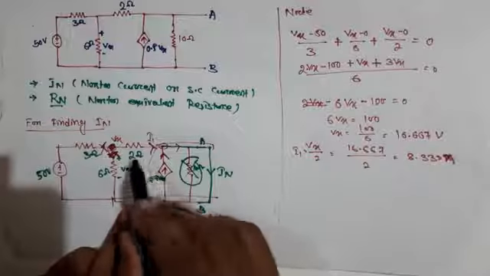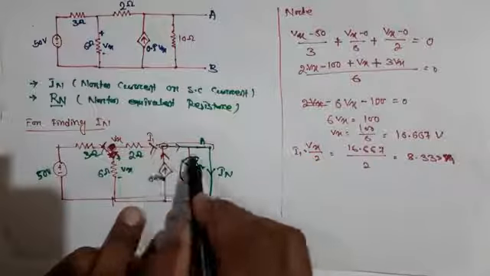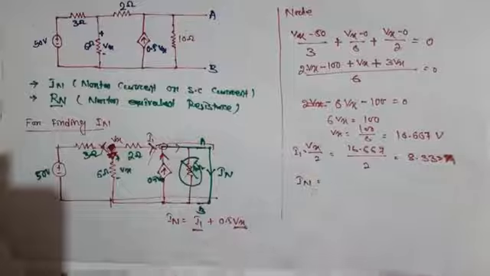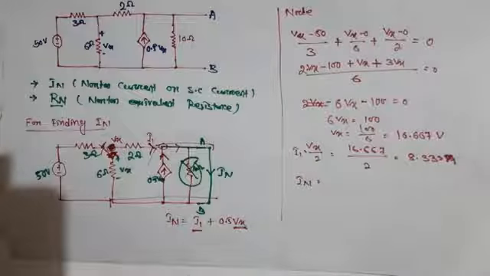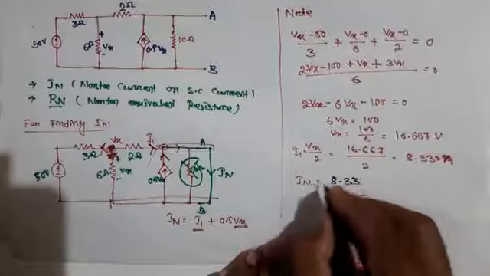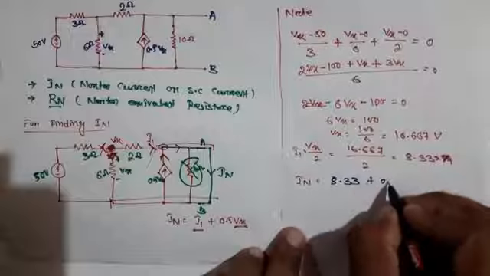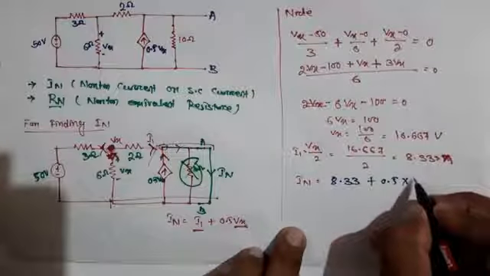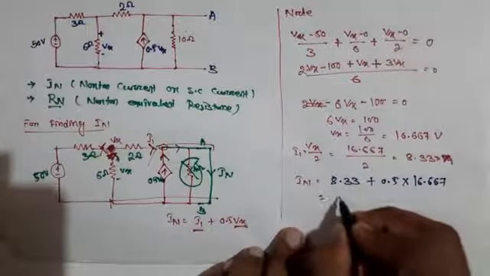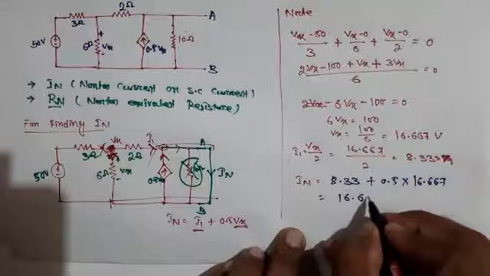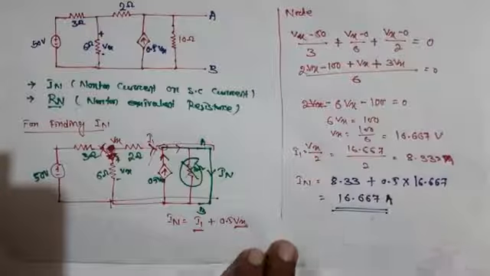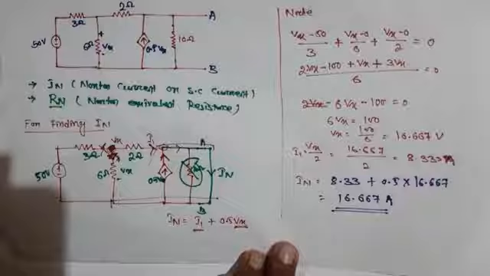Okay, the value of the dependent source, and I find the I1, so that this is the sum of this and this. So this IN is equal to 8.33, this is the I1 value, plus 0.5 into Vx, equal to 16.667 ampere. Okay, this is the final IN. Next, we need to find the value of Rn.